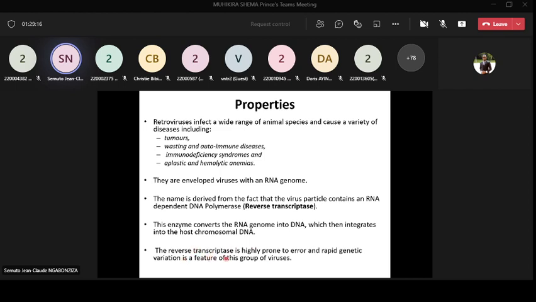And of course, reverse transcriptase, which converts RNA to DNA, is associated with error, it is prone to error, and rapid genetic variation is a feature of this group of viruses. How can we name this rapid genetic variation based on our previous lecture? So they are very prone to genetic drift. Drift, minor changes. This is why we have big variation in these viruses.